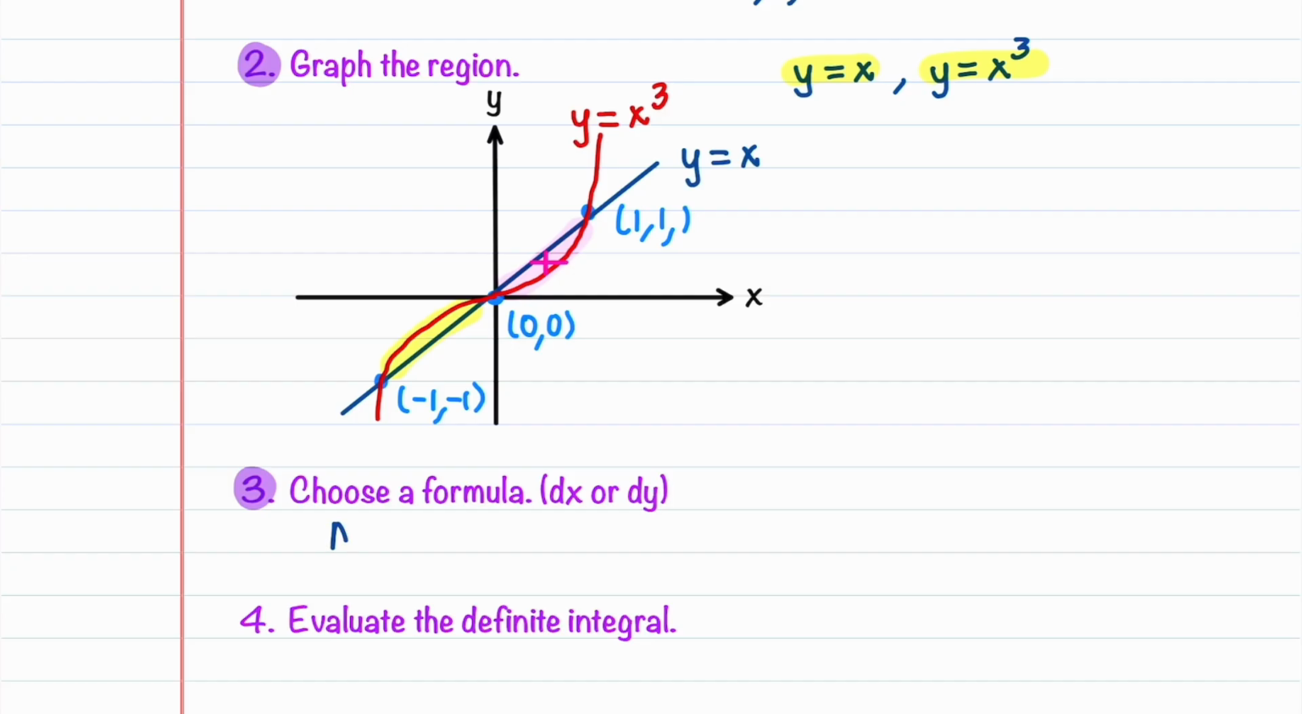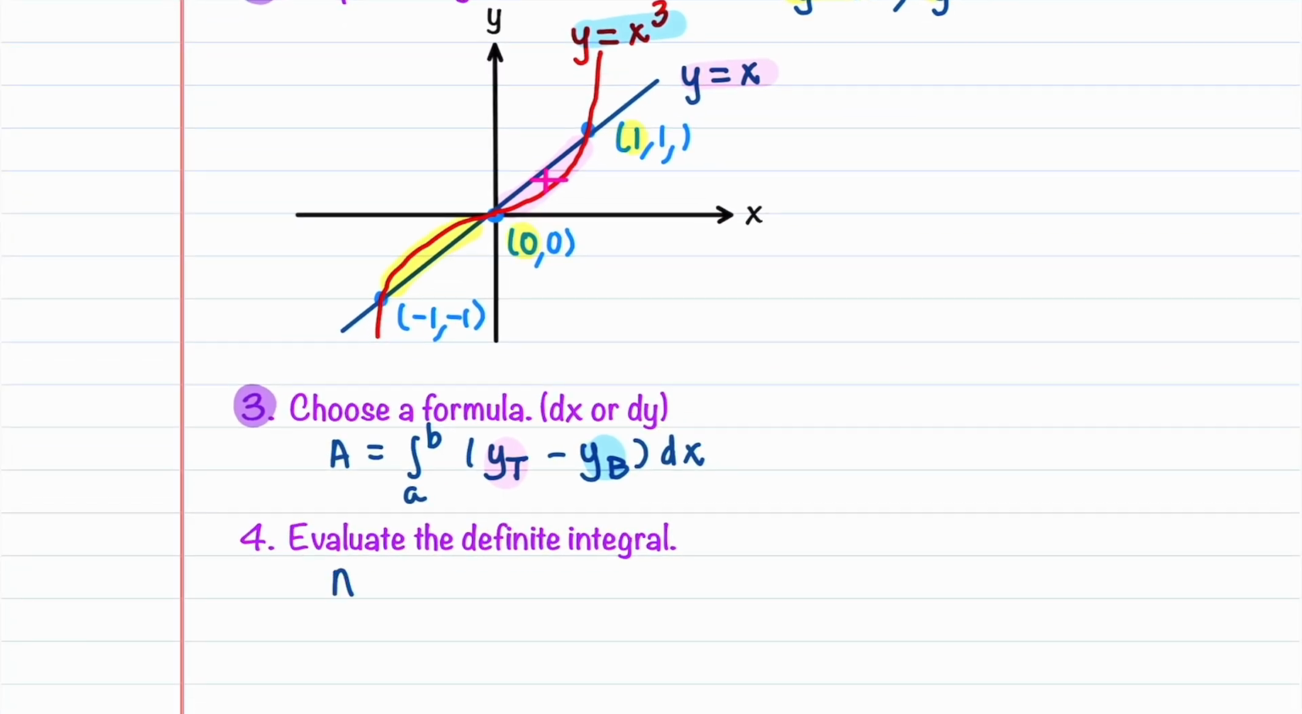We can then write that our area is the integral from a to b, our curve on the top minus our curve on the bottom dx. Our curve on the top is y is equal to x, and our curve on the bottom is y is equal to x cubed. Now we can write down our area. We need to remember to multiply it by 2 because we're doubling it. So we have 2 times the integral from 0 to 1. The curve on the top is x minus the curve on the bottom is x cubed times dx.